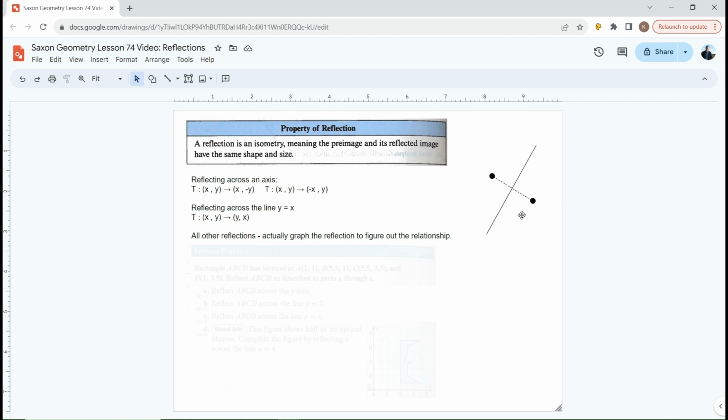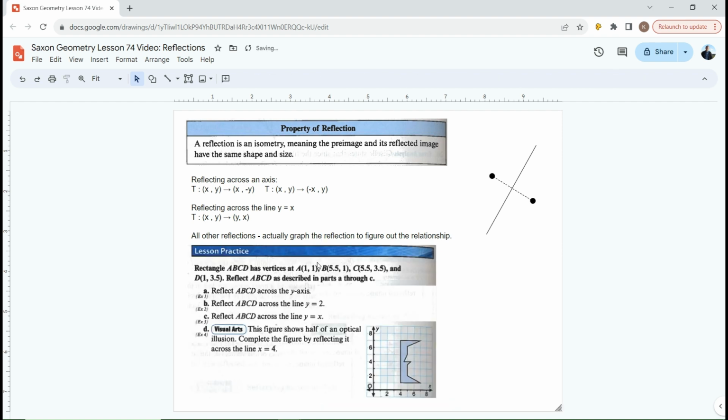Most of the time, by graphing, you're able to figure these ones out. Like they'll put the line at such an orientation that it's pretty easy to figure out just by inspecting a graph where this point goes. And that's why I say for all other reflections, you should actually graph the reflection to figure out the relationship. Okay, let's take a look at some problems here.